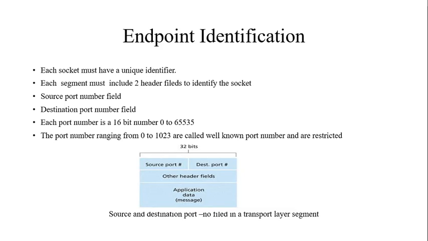Which are those two header fields? The source port number field and the destination port number field. Each port number is a 16-bit number, and port numbers ranging from 0 to 1023 are called well-known port numbers, or restricted. You can see this diagram: we have 32 bits, containing the source port number, destination port number, other header fields, and the application data or message.